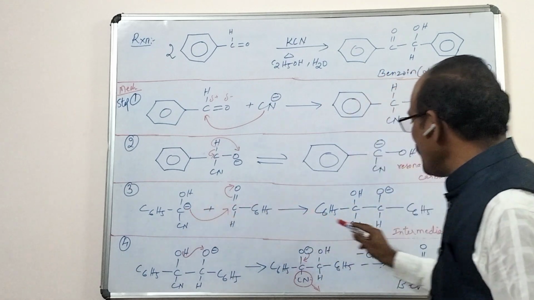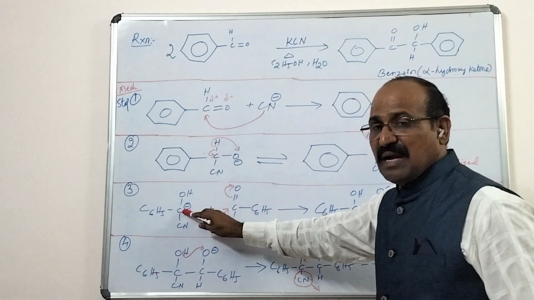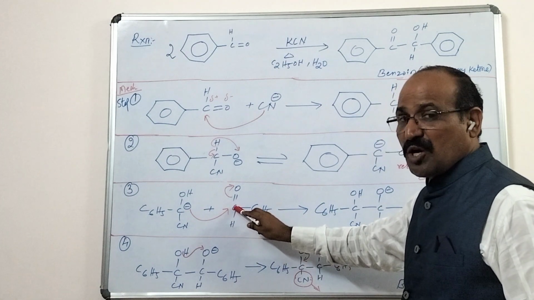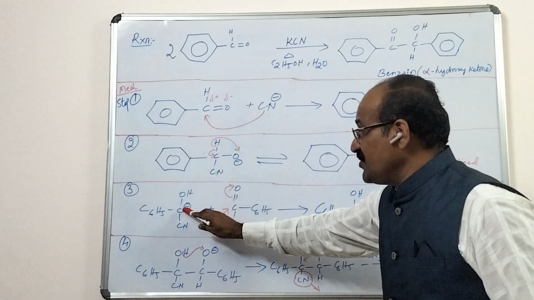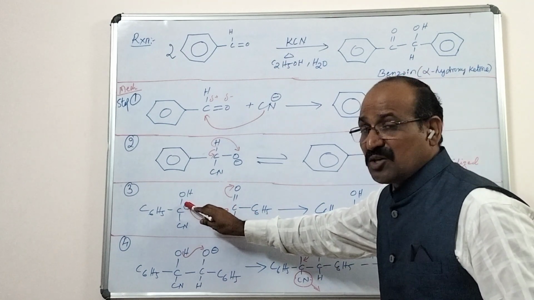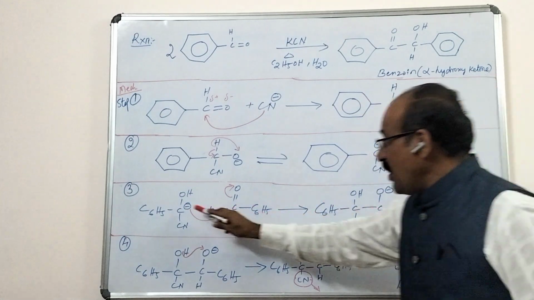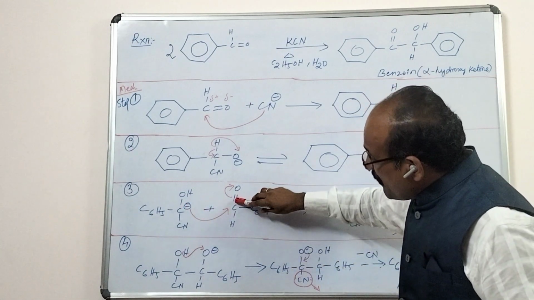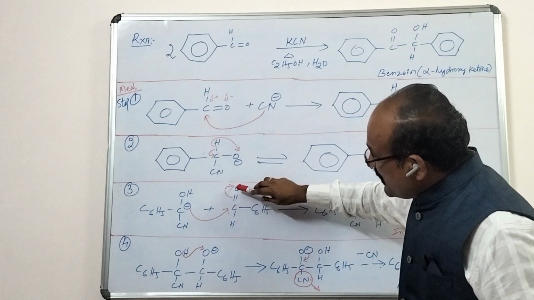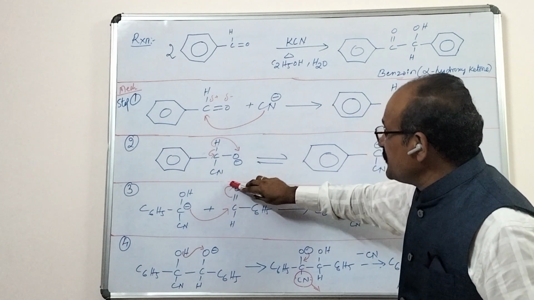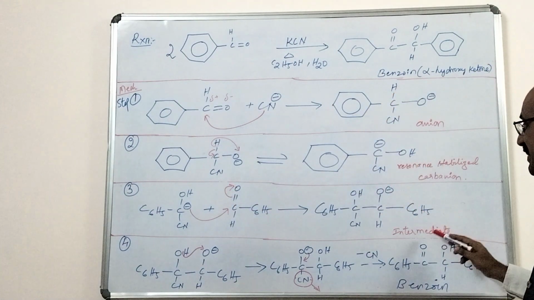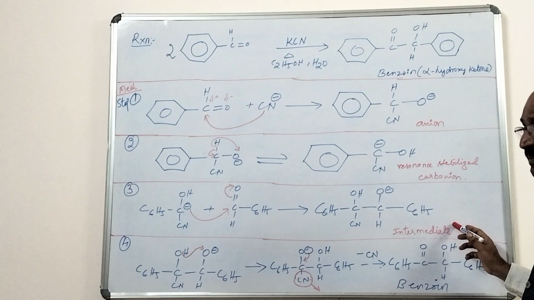So to form a bond between the anion and the carbonyl carbon of the another benzaldehyde, these two pi electrons, the excess pi electrons, are utilized for making the bond. Once this bond is formed, the pi bond between the carbonyl carbon and carbonyl oxygen will be shifted to the oxygen, thereby forming another anion intermediate.